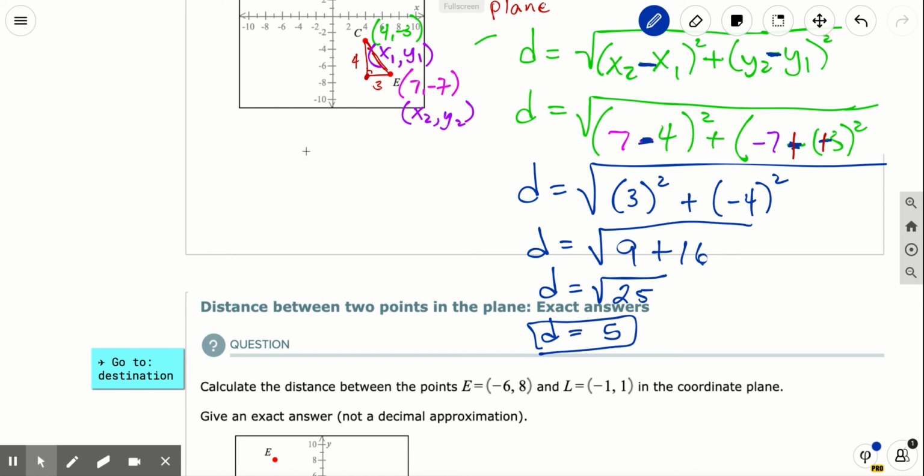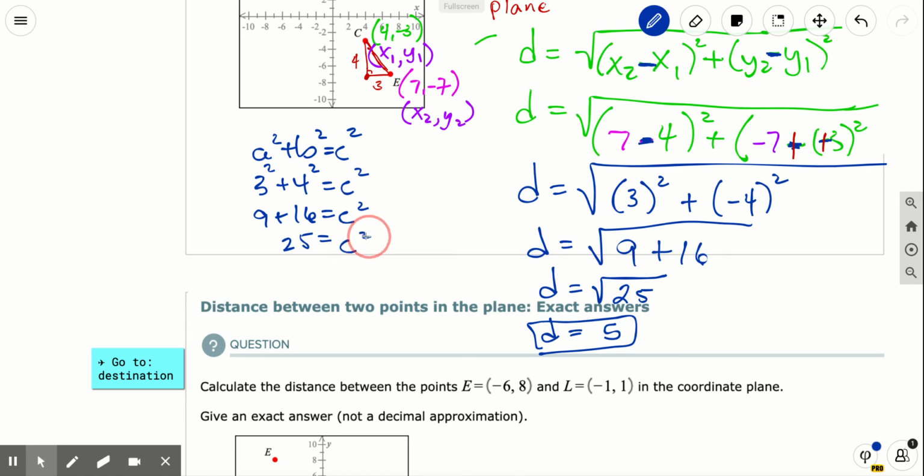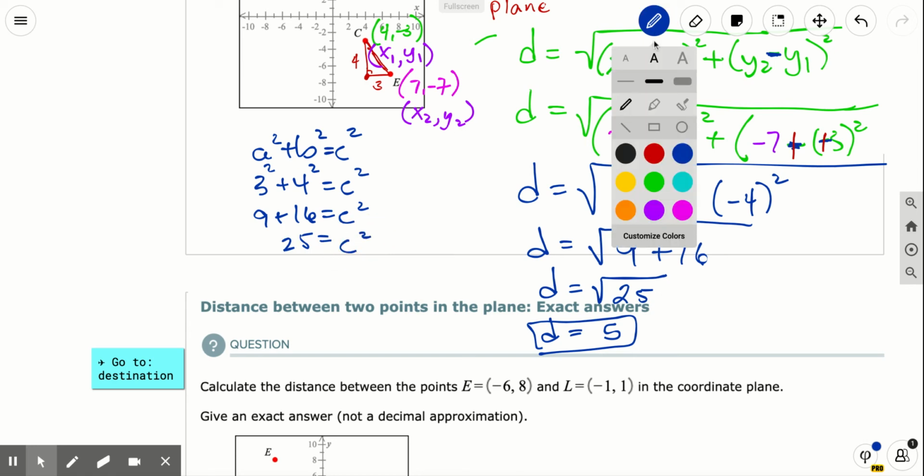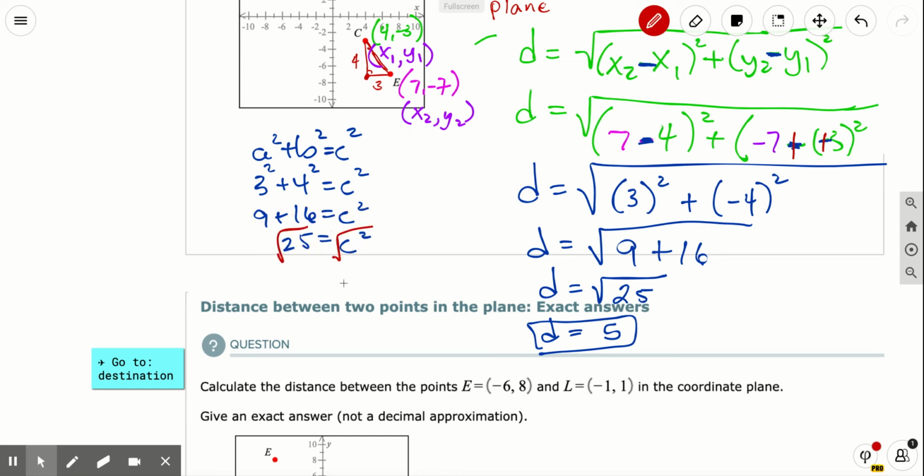Now, notice, I could have used the Pythagorean theorem. A squared plus b squared equals c squared. 3 squared plus 4 squared equals c squared. 9 plus 16 equals c squared. 25 equals c squared. Take the square root of both sides, and you'll get c equals 5.